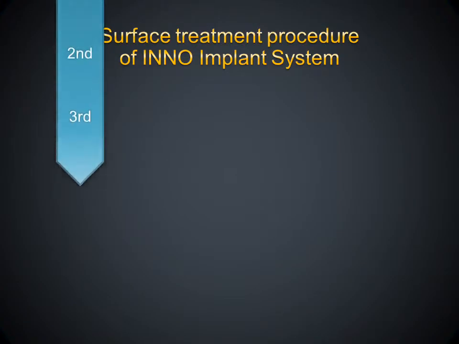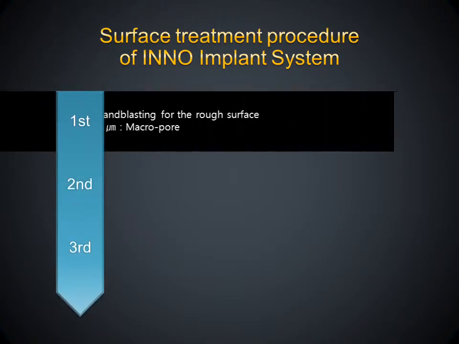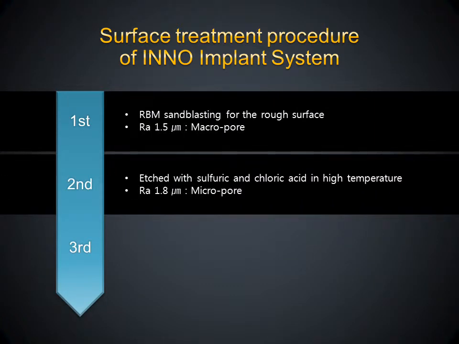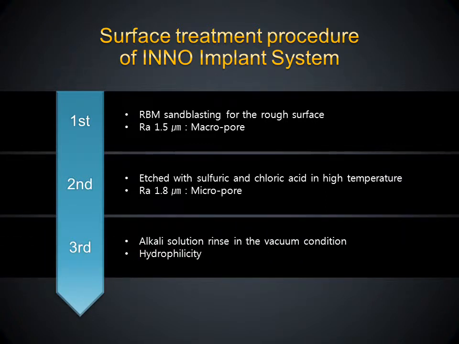INNO Implant System surface is modified with RBM sandblasting for the rough surface, and etched with sulfuric and chloric acid at high temperature. Finally, it is rinsed with alkali solution in vacuum condition for hydrophilicity.